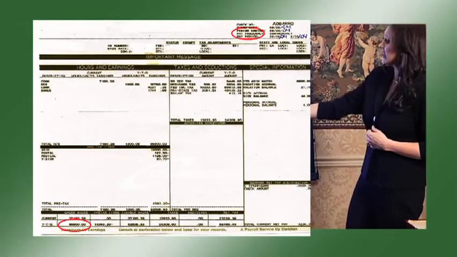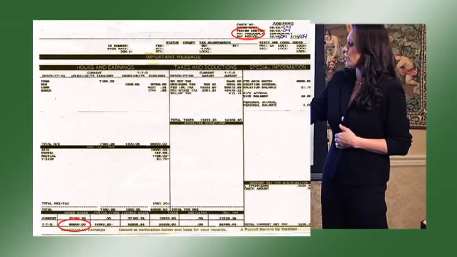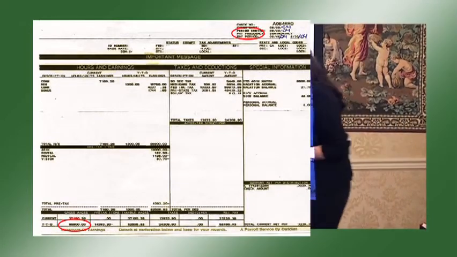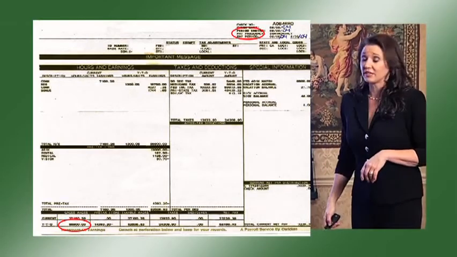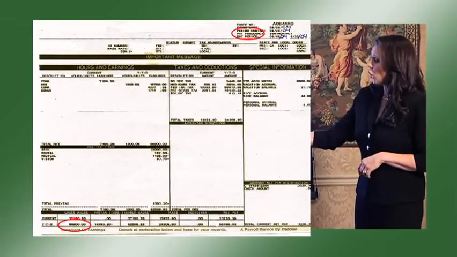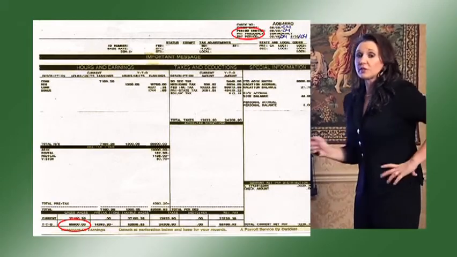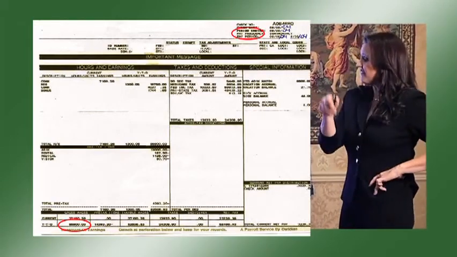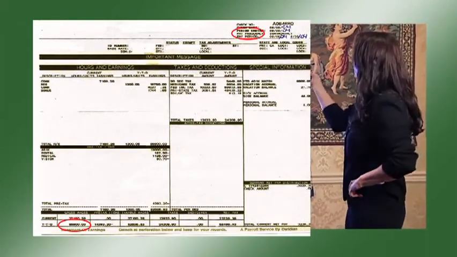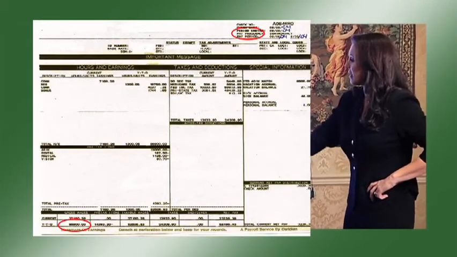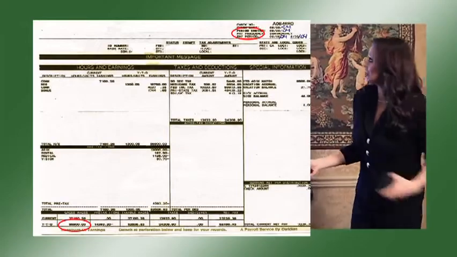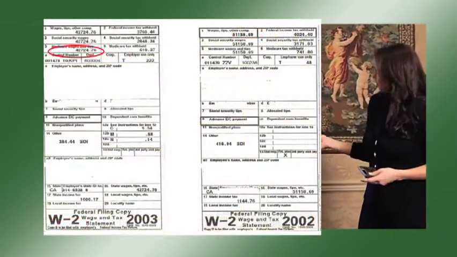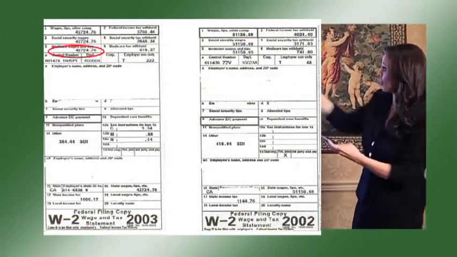Then you're going to look at the year-to-date gross wages. So in this example, it is $99,900. So that's the total year-to-date gross wages. This means within 7 months and 20 days, the borrower has made $99,900. So let's just say that we've got the W-2 of the prior year.